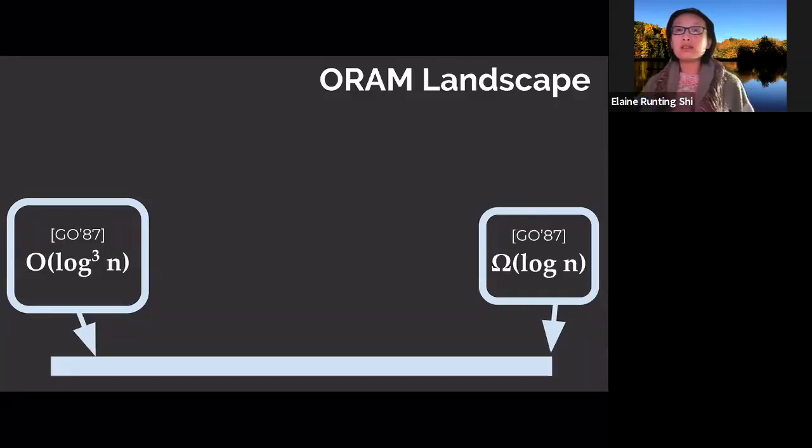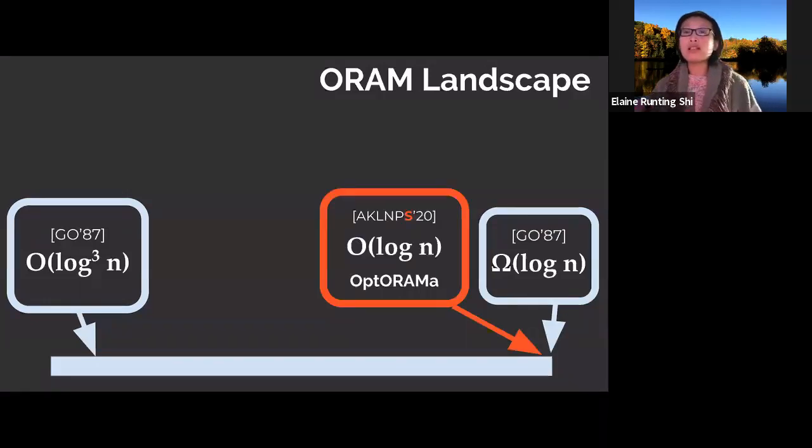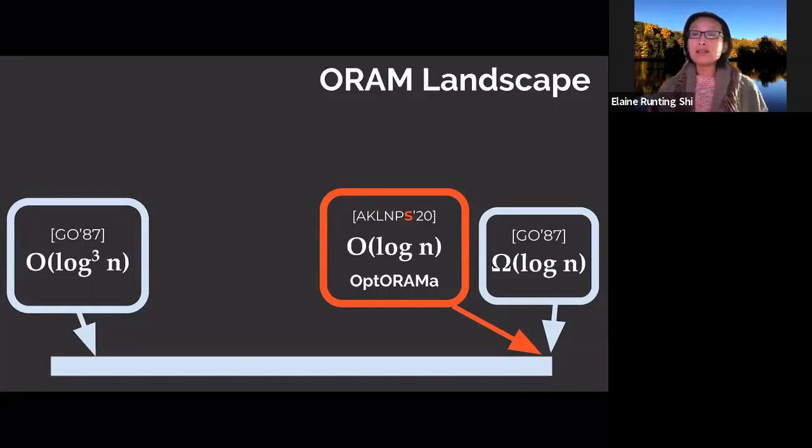So here n denotes the total number of elements you want to store in the ORAM. Now, if you compare this with the naive solution of linearly scanning through memory, this is obviously a lot better and asymptotically non-trivial. The bad news is that there is a log n lower bound, and this seems like the price you just have to pay for the added security. I also want to mention that in recent work, we showed that this lower bound can actually be matched. Specifically, we constructed an optimal ORAM called OptORAMa that is only a log n factor slower than the insecure baseline.